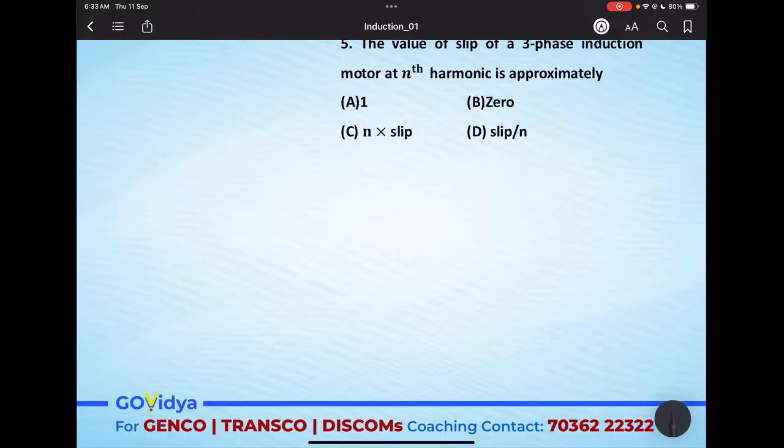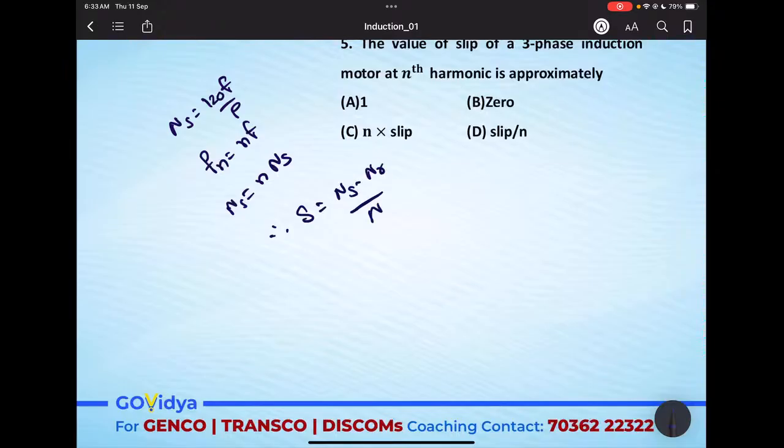Okay, so we know that Ns is equal to 120f by P. When harmonics are coming, the nth harmonic frequency will be nf. From there, Ns becomes n into Ns. Okay, so the slip S is given as (Ns minus Nr) by Ns.